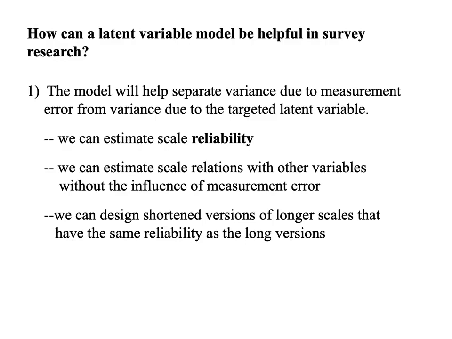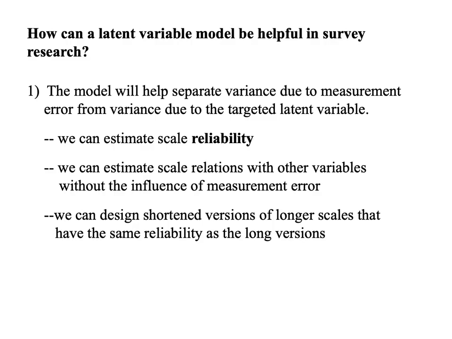If we know the reliability and we have a successful model, we can also use that model to help us estimate relationships between our scale variable, our target latent variable in the scale, and other variables we might be interested in predicting or relating to it. And we'll be doing that without the influence of measurement error. So the latent variable model in effect disattenuates or removes the measurement error, allowing you to look at relations with other variables. And that's a useful function because measurement error can distort relationships with other variables and prevent you from getting full results from your survey.